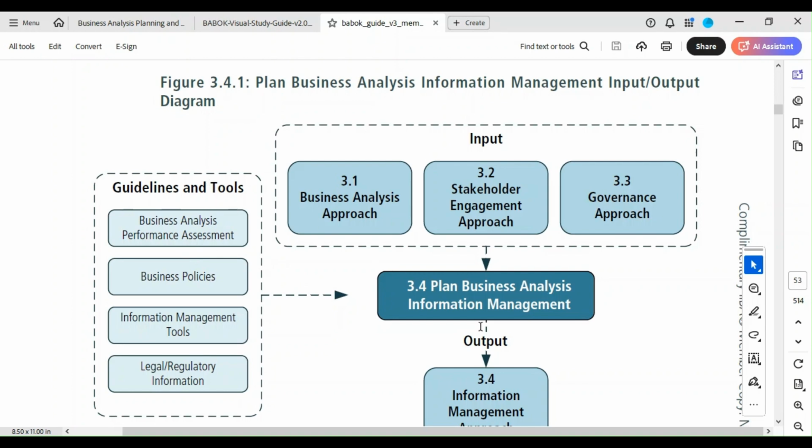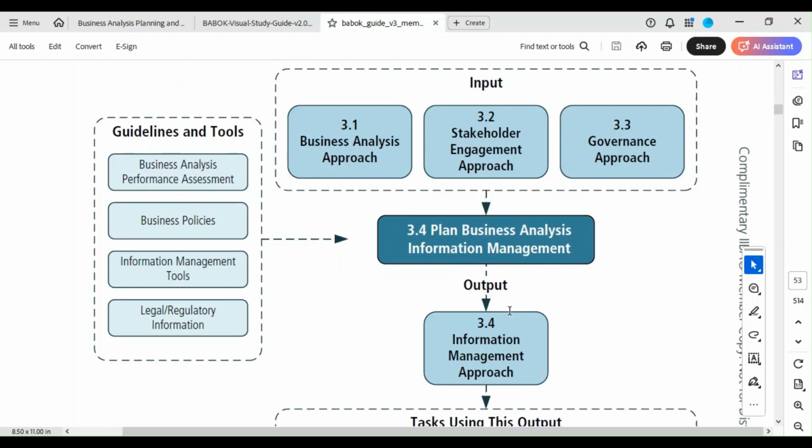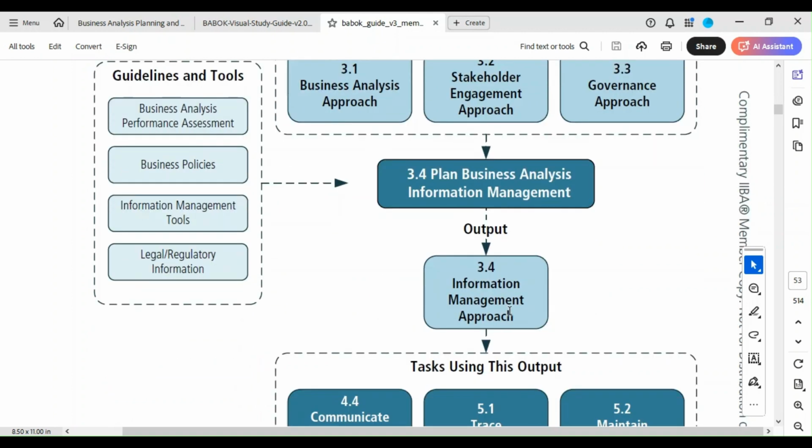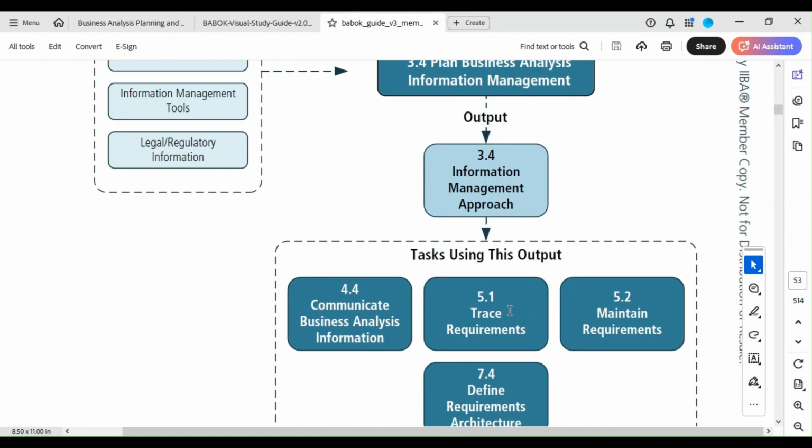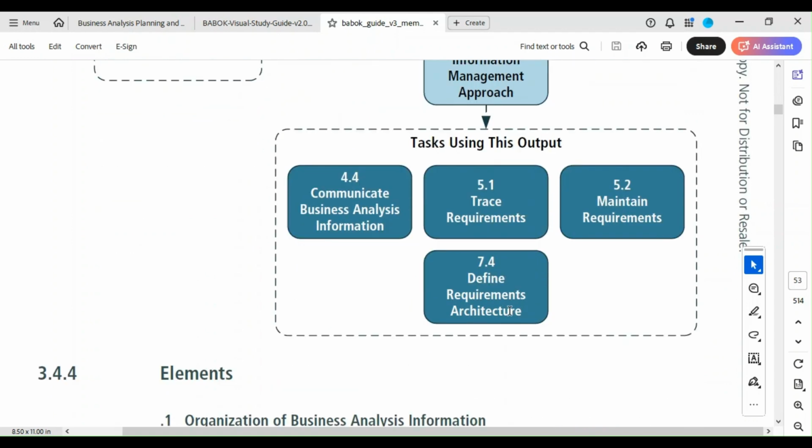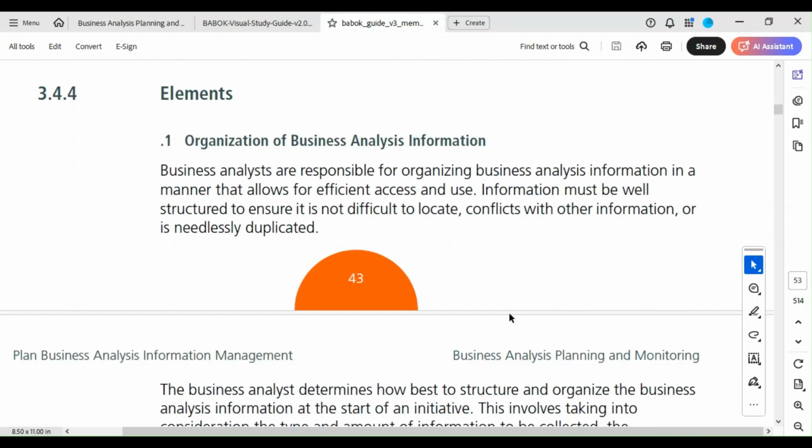So you now have your plan, business analysis, information management, and what is the output? It is, you now have your information management approach. Then other tasks using these outputs would be communicate business analysis information, we will still get there, tracing your requirements, maintaining your requirements, define requirement architecture. So let's move on.